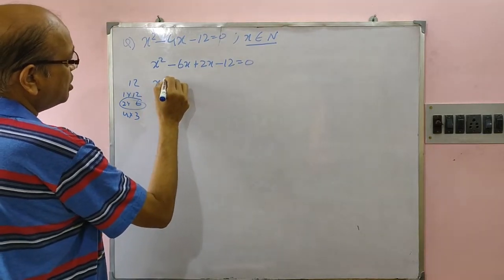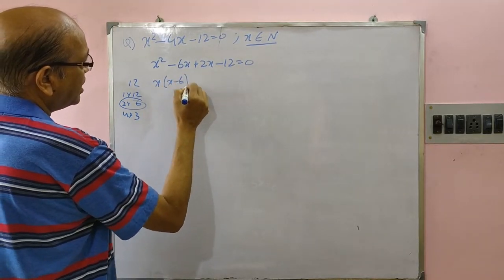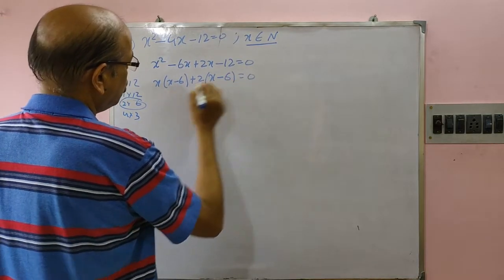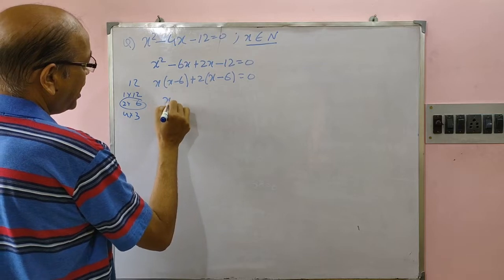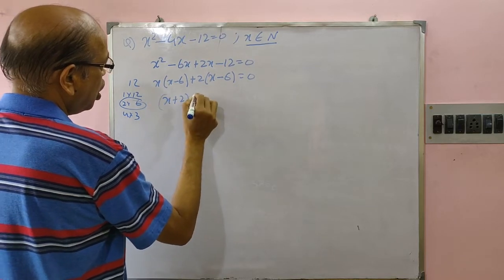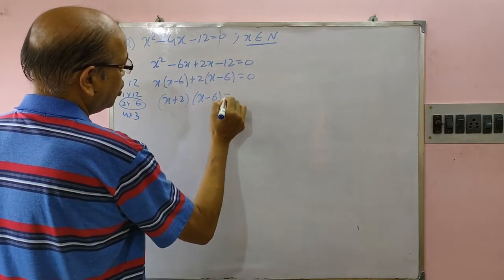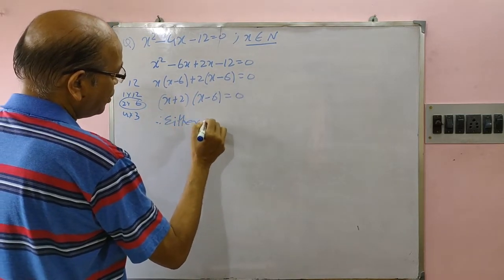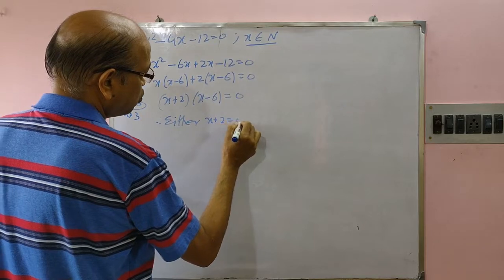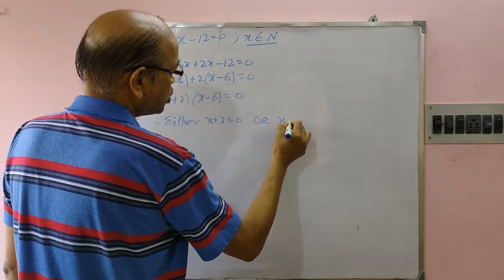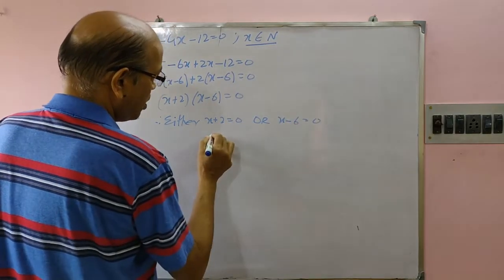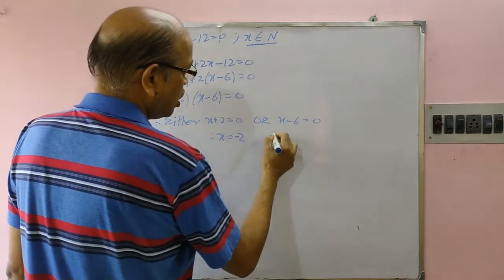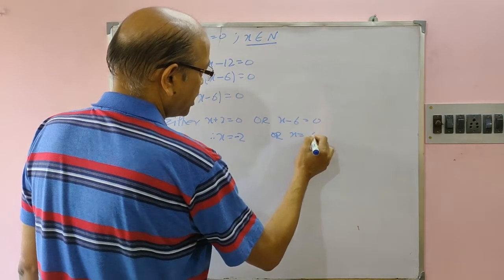Then x common, x minus 6 plus 2 common, here x minus 6 equals 0. Therefore we get x plus 2 or x minus 6 equals 0. Therefore, either x plus 2 equals 0 or x minus 6 equals 0. Therefore x equals minus 2 or x equals 6.